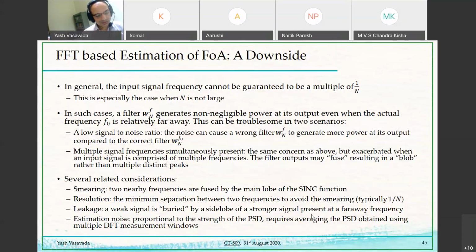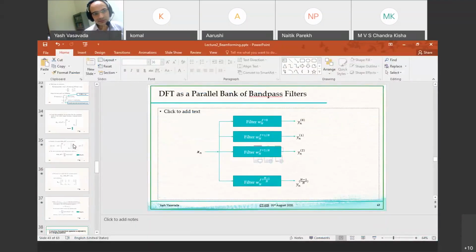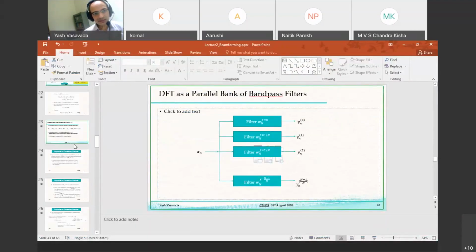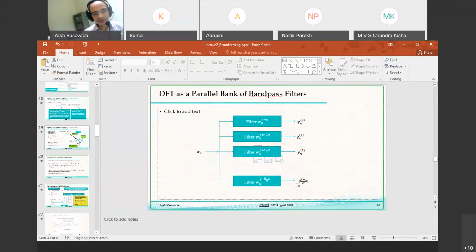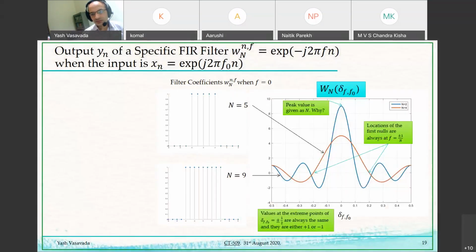The reason is because these frequencies are 1 over n apart. And remember, these are the ideal frequencies, the frequencies which are orthogonal. And the reason they are orthogonal is again because of the sinc shape. The sinc has a null at each multiple of 1 over n. That is what this plot shows.